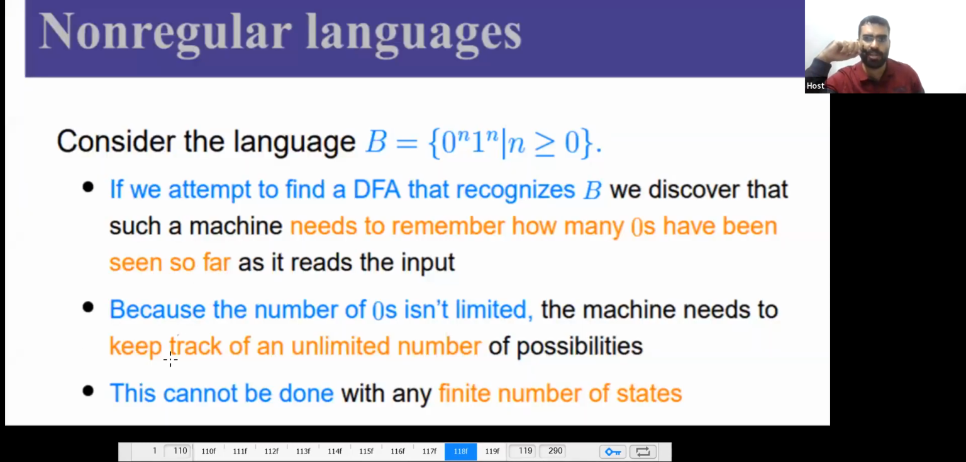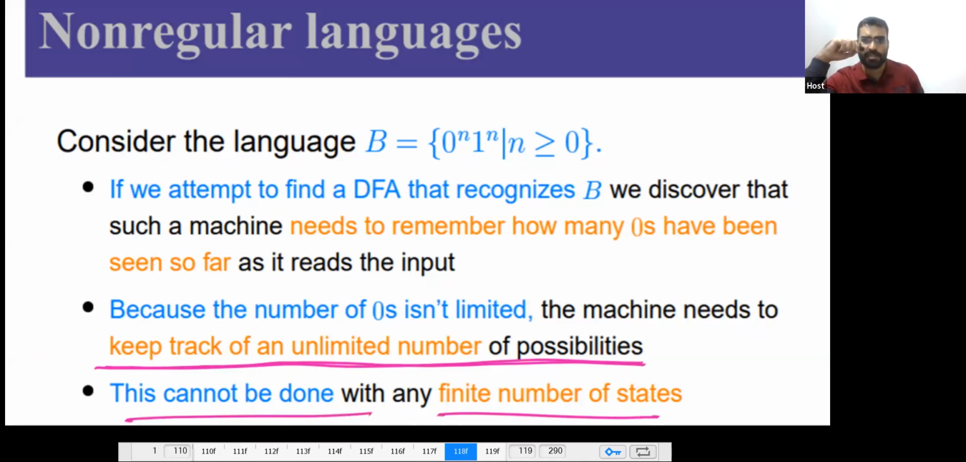In any language, if you can guarantee that there are an infinite number of possibilities we need to remember, then you can say that language is non-regular. This is very important: you need to keep track of an unlimited number of possibilities, and this you cannot do using a finite number of states. That is the reason this language is non-regular.